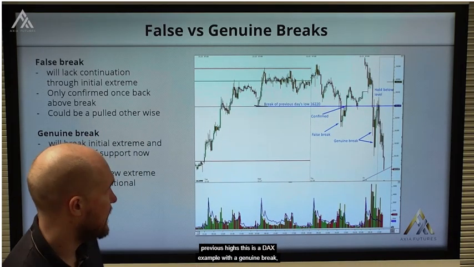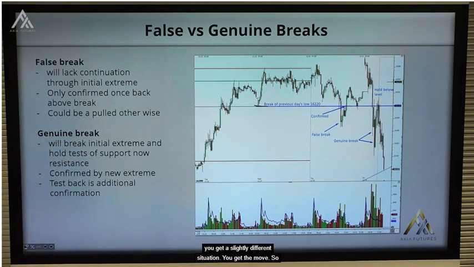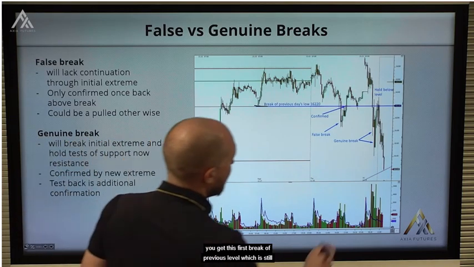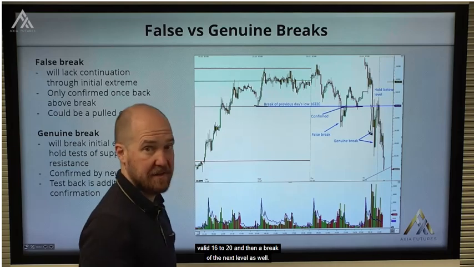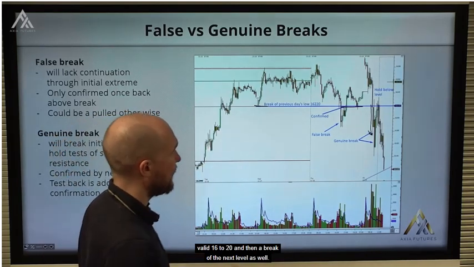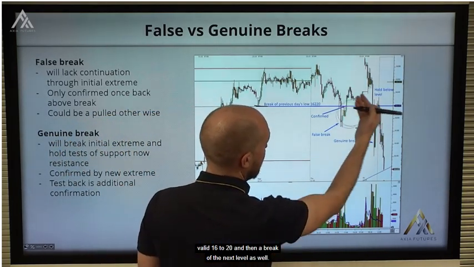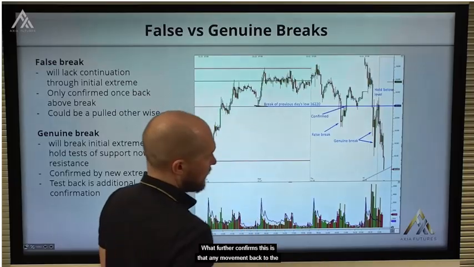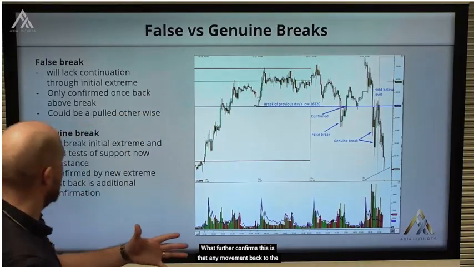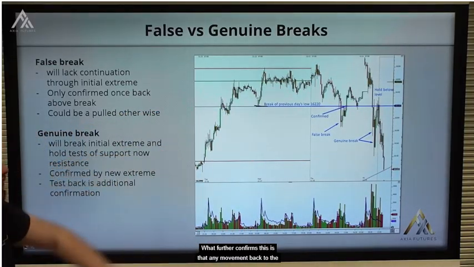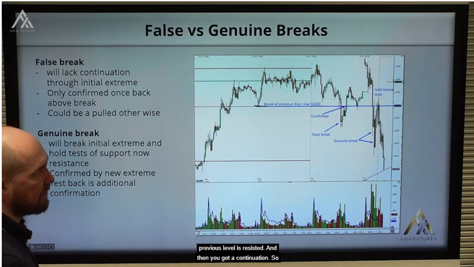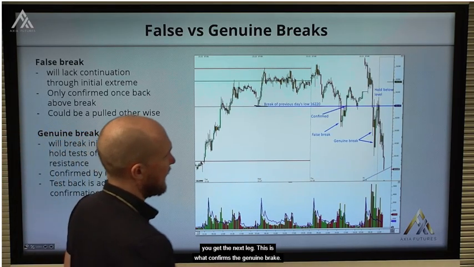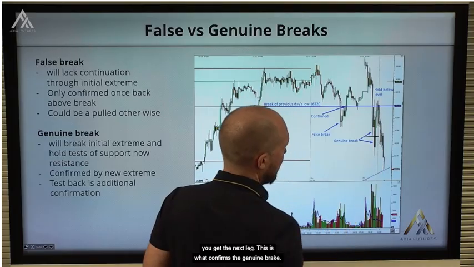With a genuine break, you get a slightly different situation. You get the move, so you get this first break of the previous level, which is still valid, at 16,220, and then a break of the next low as well. What further confirms this is that any movement back to the previous level is resisted, and then you get a continuation. So you get the next leg. This is what confirms a genuine break.